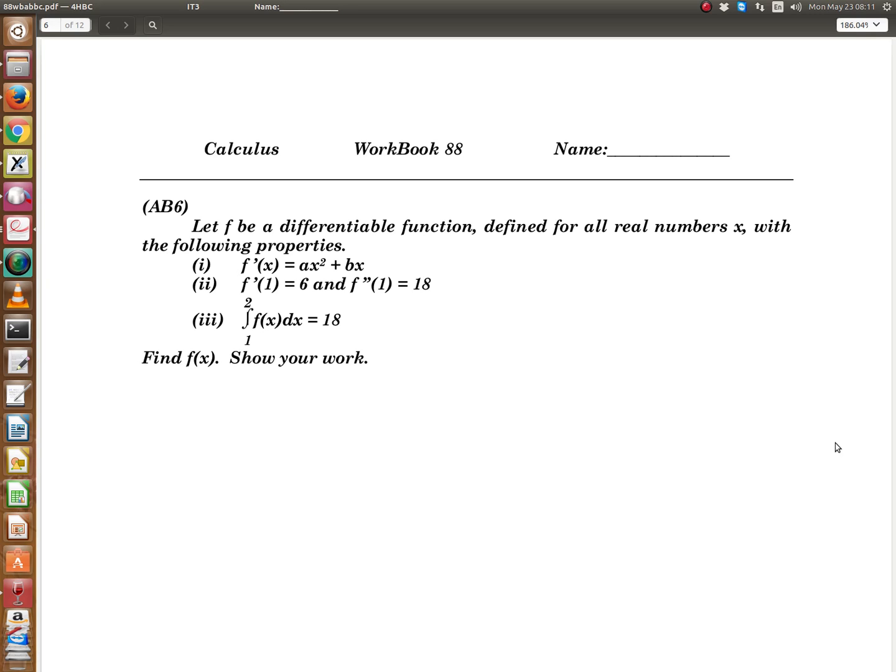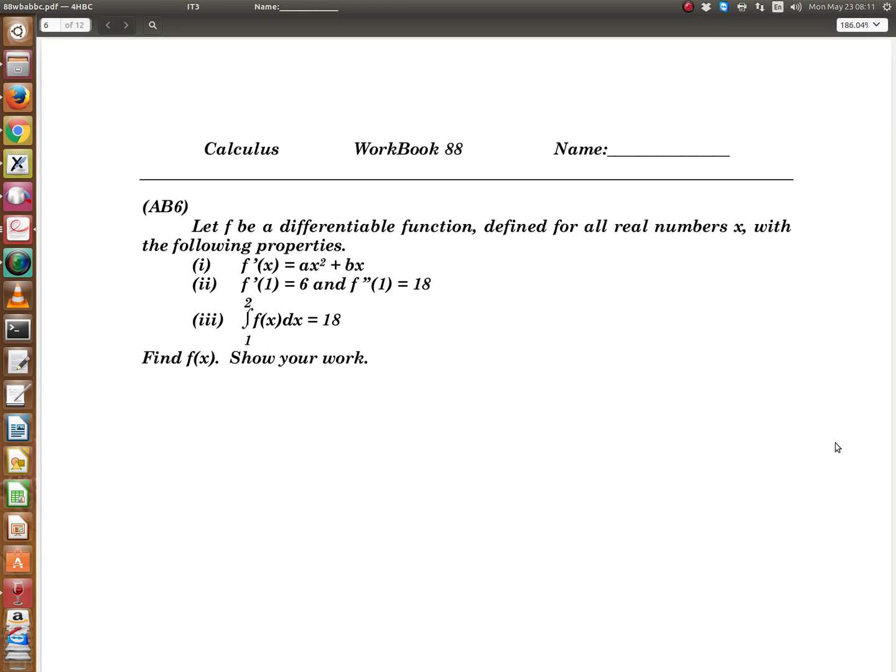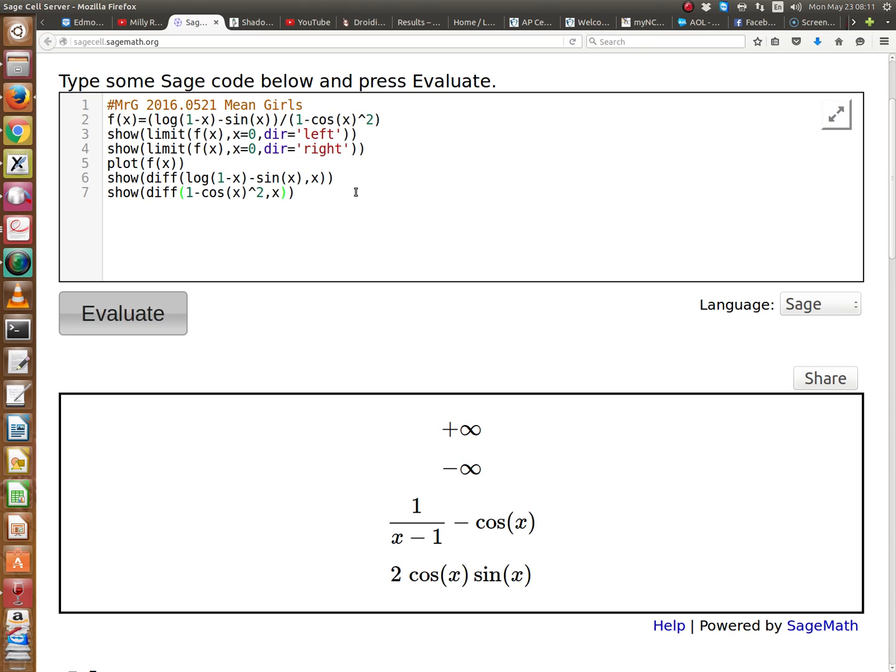How do you do that? All right, so what if we make f in Sage? I'm going to call it, well, what would you call it? F for f prime, or FP maybe? You're going to call it something. All right. It's ax squared plus bx, right? Okay. So let's write that.